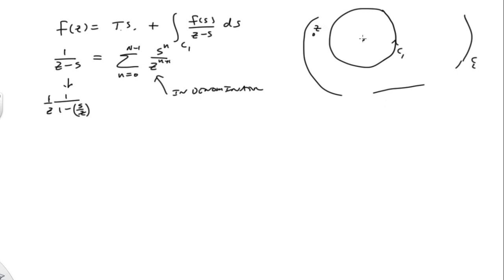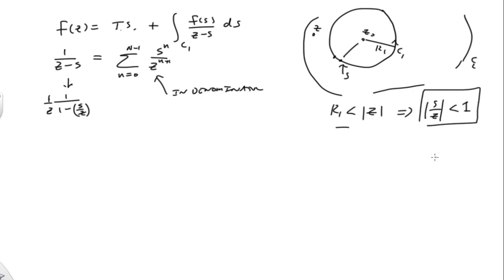So what we're saying is, and there's our Z naught, and so we have here an R1. What we're saying here is the modulus of Z now is actually bigger than R1, right? And that means that, and of course our S values are all along here. All the S values are there, and that of course implies then that the ratio of s over z is actually going to be less than 1. So that's how we want to take our geometric series approximation, right? And so that leads to this expression here.